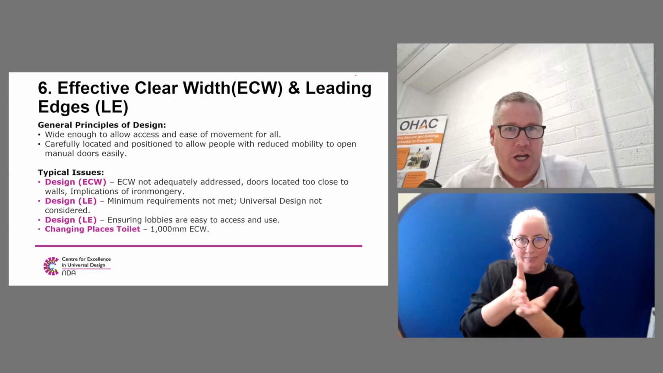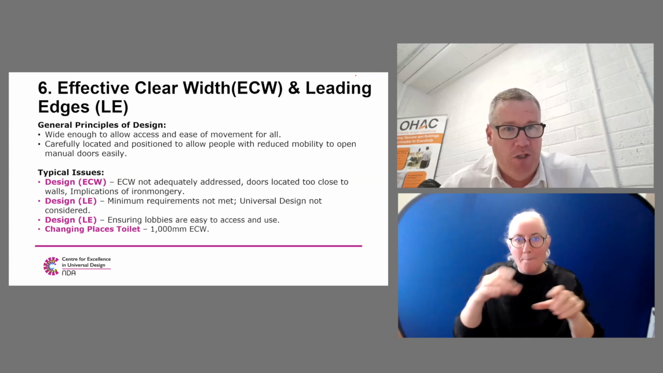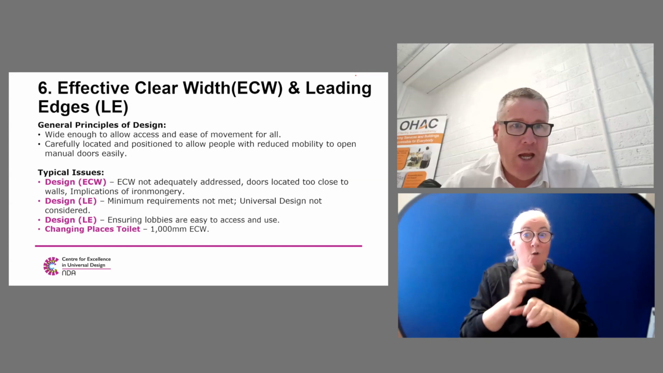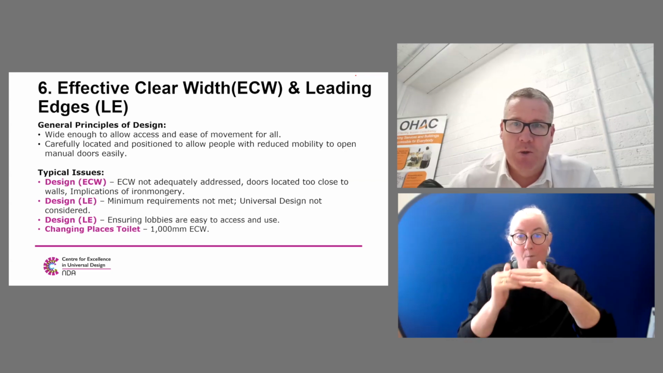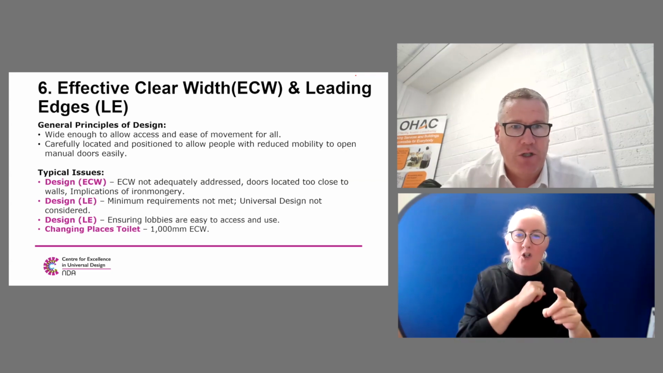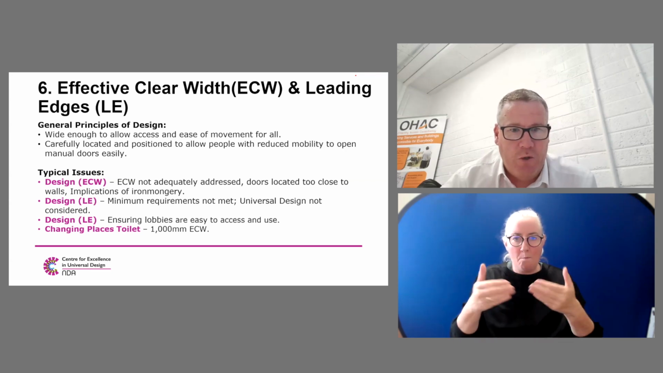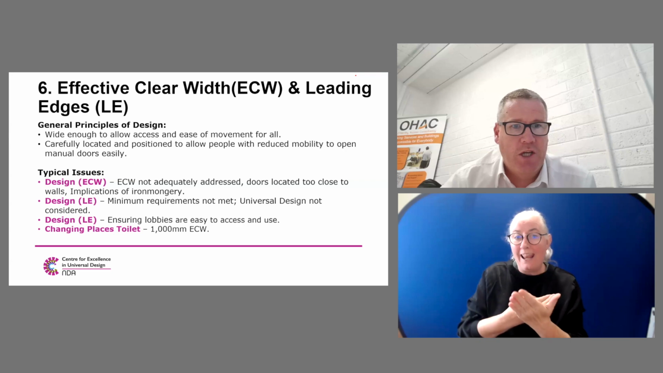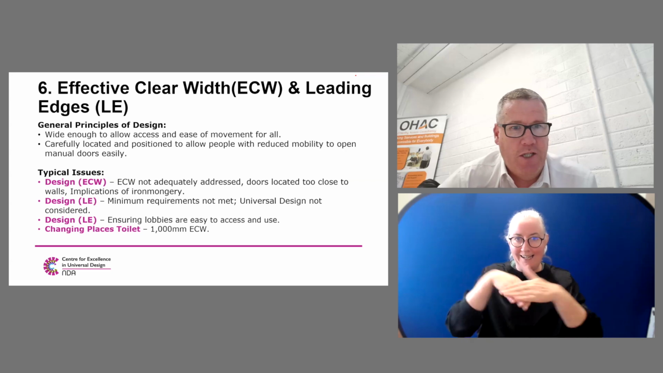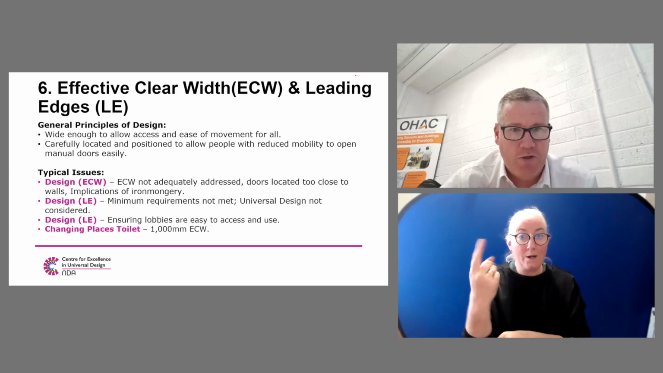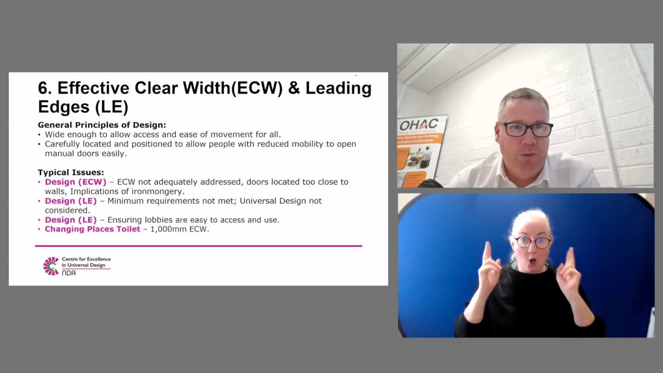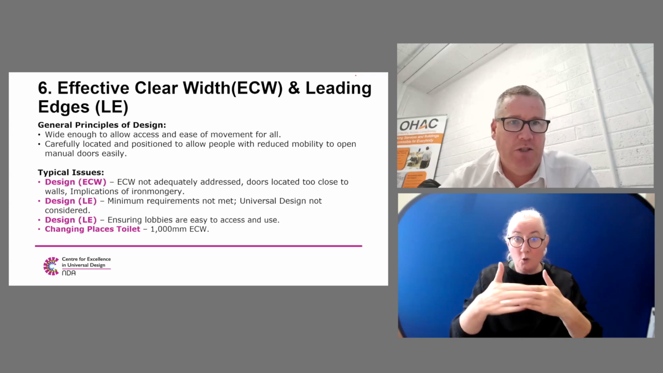The other thing to consider is the leading edges. So ensure that you have a leading edge of minimum 300 millimeters. But again, if we look at some of the Building for Everyone diagrams, which I'm about to show you, it can be up to 500 millimeters and so on. Some other things on the leading edge: ensure that lobbies are designed to be easy to open. And one thing to note in relation to the new regulations and Changing Places toilets, the effective clear width of a door into a Changing Places toilet is 1 meter, so 1,000 millimeters is required. So think about whether that has any implication on the corridors or the route to the Changing Places toilet. Should the doors be wider as a good practice initiative and so on?